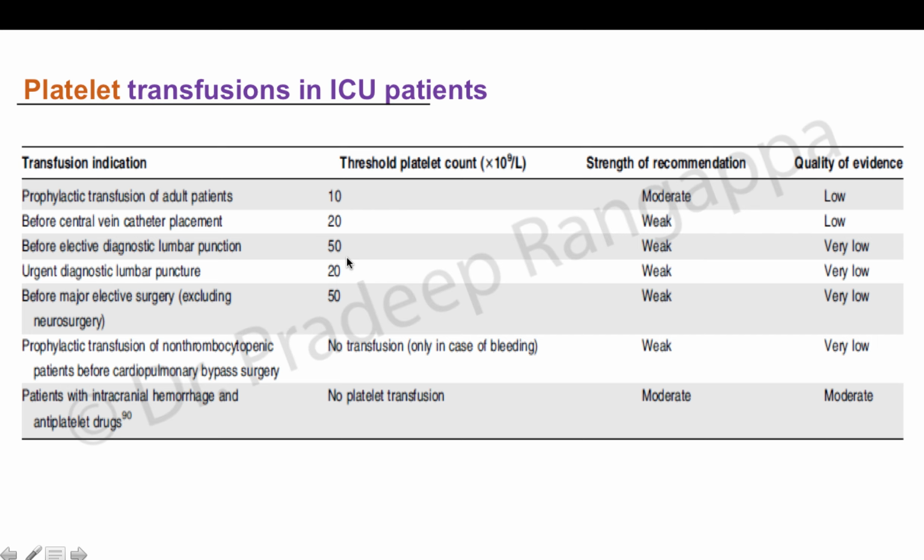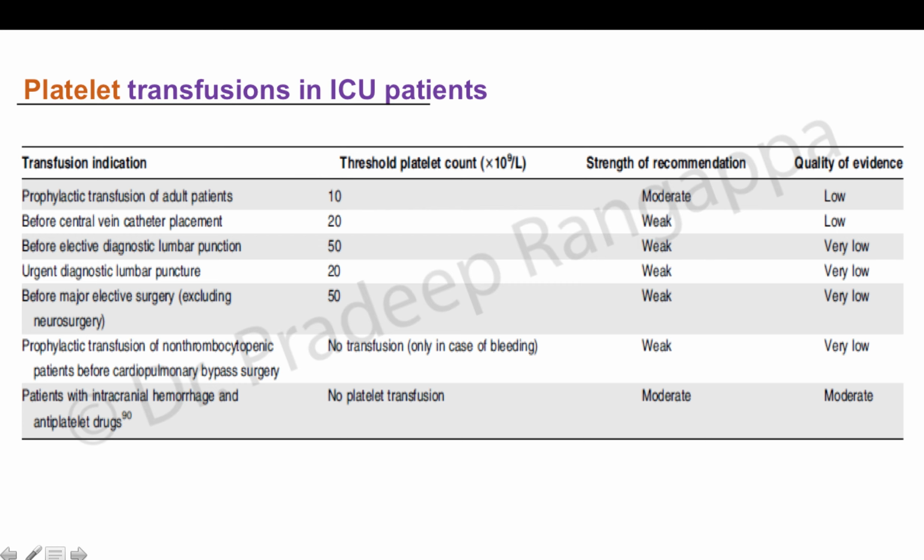So if you look at the level of recommendation for platelet transfusion, if the platelet count is less than 10,000, the recommendation for giving platelets is moderate, although the quality of evidence, as you saw, from the two NEJM trials which were a little contradictory, is a little low. But I think we would agree if it is 10 or less than 10, we may have to consider giving. So before CVC, the recommendation is 20,000 as the platelet count, and before lumbar puncture, 50,000.